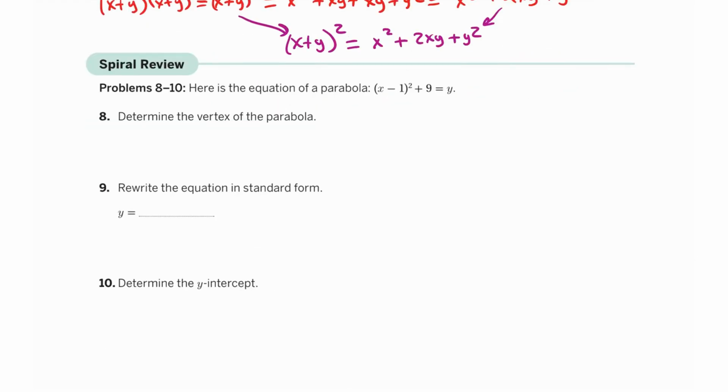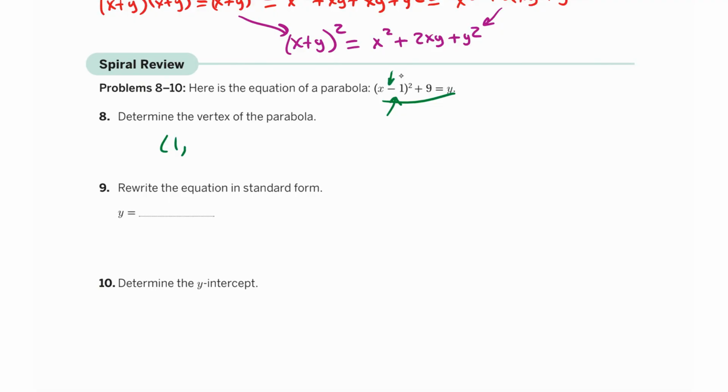Now onto our spiral review, problems 8 through 10. Here's the equation of a parabola, and we are asked to first determine the vertex of the parabola. Luckily, this one's already in vertex form. So when I'm doing this one, I can kind of tell that my x value of my vertex is going to be positive 1 because it's always the opposite sign of what's in here.